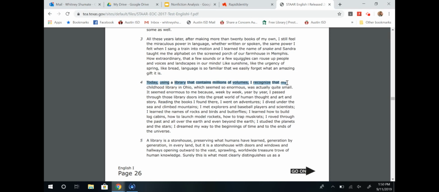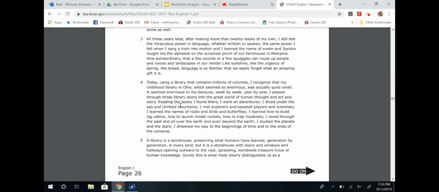I recognize that my childhood library in Ohio, which seems so enormous, was actually quite small. Reading the books I found there, I went on adventures, I dived under the sea and climbed mountains. I met explorers and baseball players and scientists. I learned the names of rocks and birds and butterflies and so on. This sentence continues for the rest of the paragraph. You'll notice that each of these clauses is separated with semicolons. It builds and builds and builds.